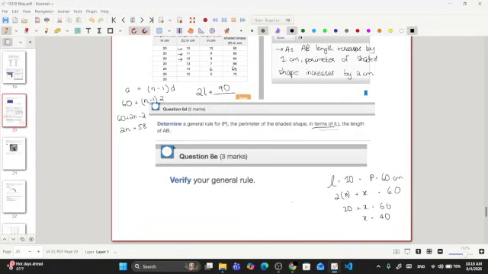And we can verify and test this rule as well. For example, if L equals 12, so 2 multiplied by 12 plus 40, this becomes 24 plus 40, which is essentially 64. And here you go, our answer is proven. So our general rule is going to be 2L plus 40. Make sense?